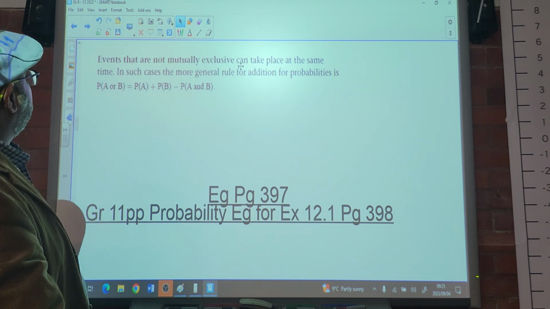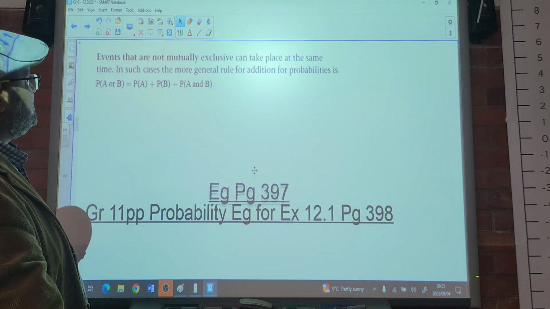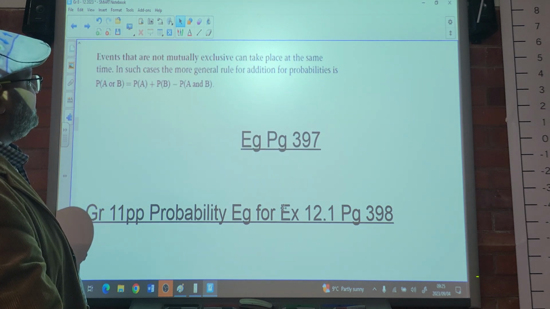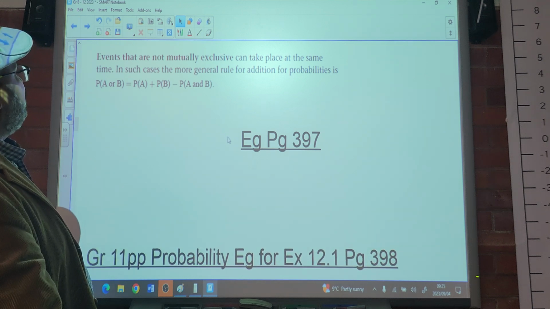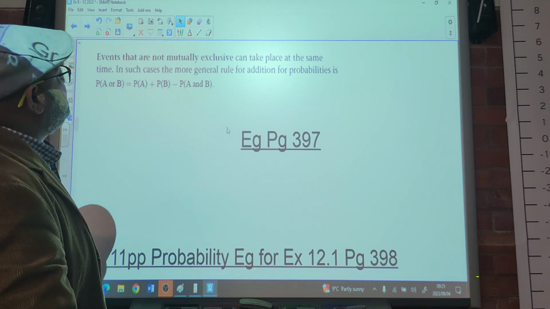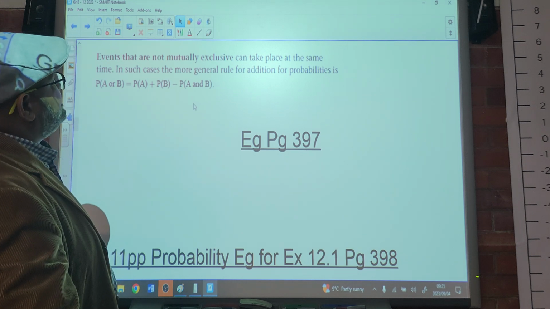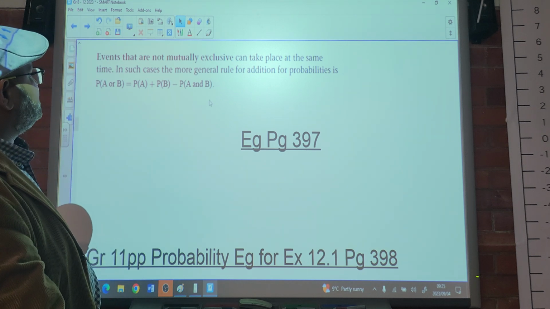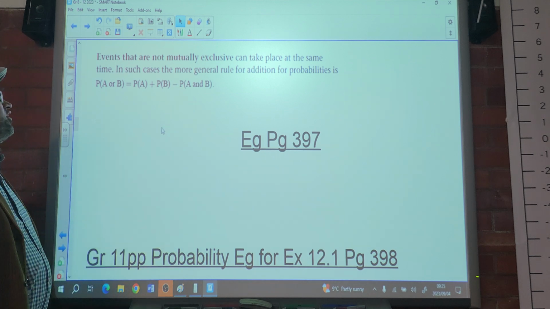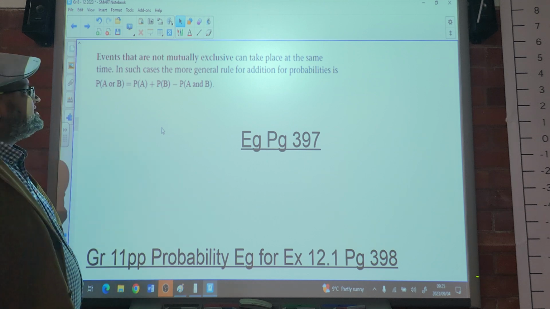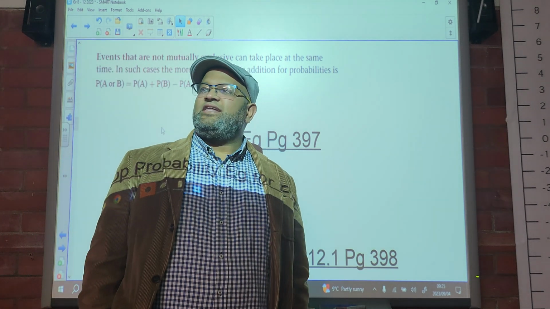So let's look at events that are not mutually exclusive. We're still reading from page 339. Events that are not mutually exclusive can take place at the same time. In such cases, the more general rule for addition of probabilities is the probability of A or B is equal to the probability of A plus the probability of B minus the probability of A and B.